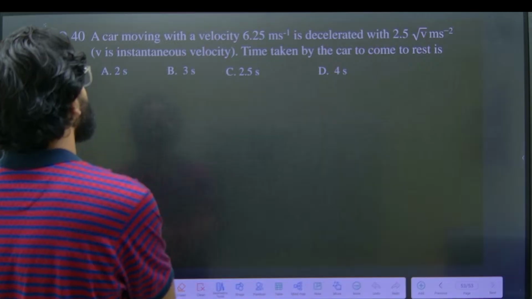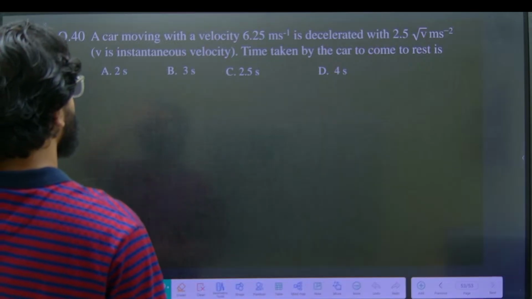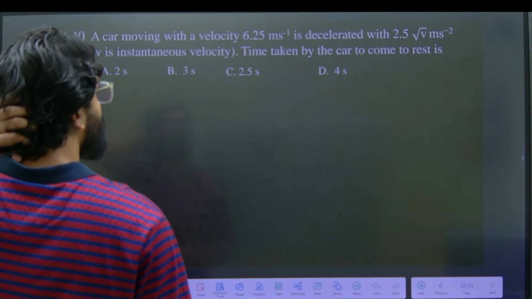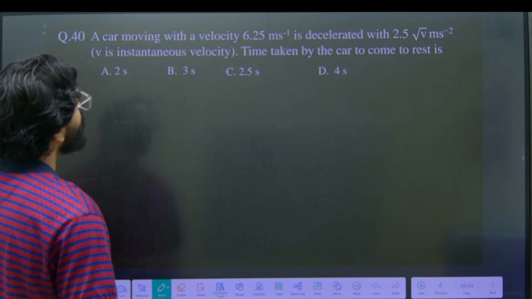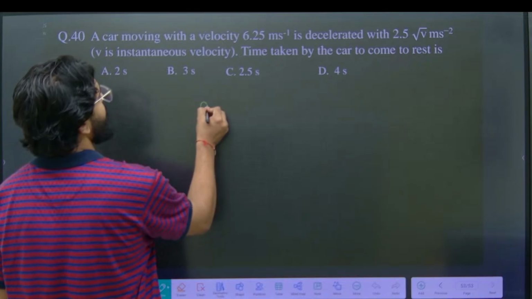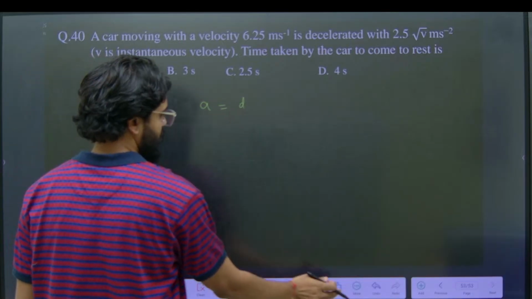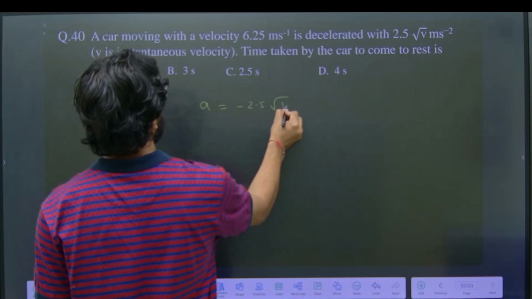Question 40. A car moving with a velocity of 6.25 decelerates with this. Find the time taken by the car to come to rest. So basically over here, you know the initial velocity, you know the deceleration, right? So a is the deceleration, so negative 2.5 root v, correct?